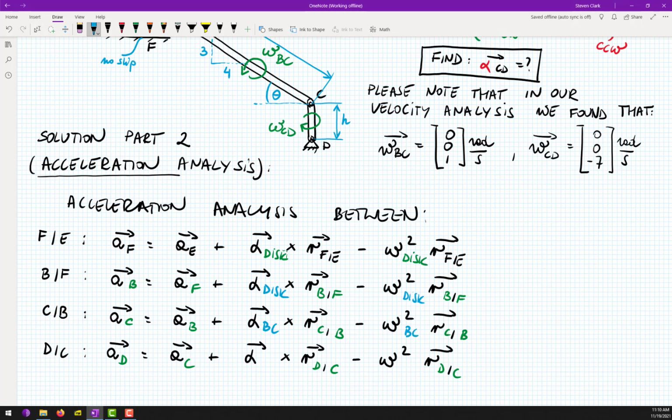And points D and C belong to bar CD. So I'll put CD in here and CD in here. Okay, any questions so far? So we're gonna run exactly the same thing 4 times. Okay? Let's start from the beginning.